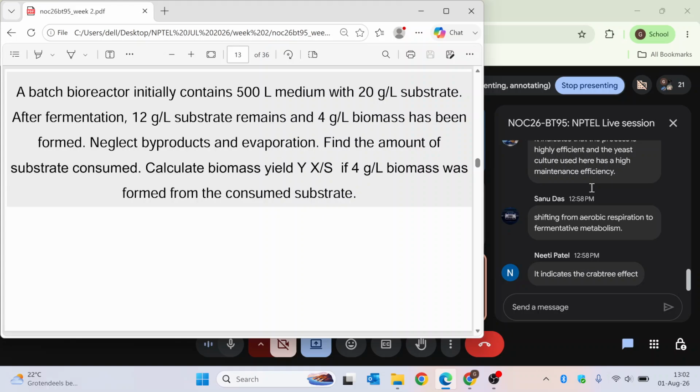This is a simple question. You can just have a diagram with input and output. No need of any equations for this question. So I'll give you 5 minutes time before we can discuss the answer.